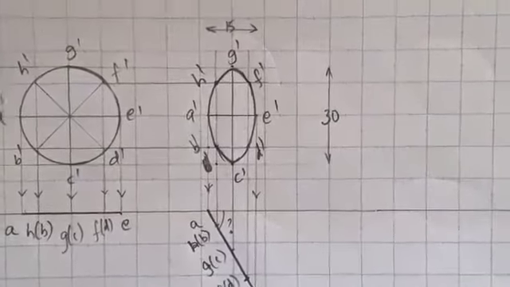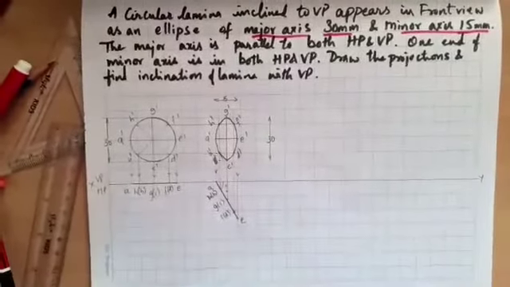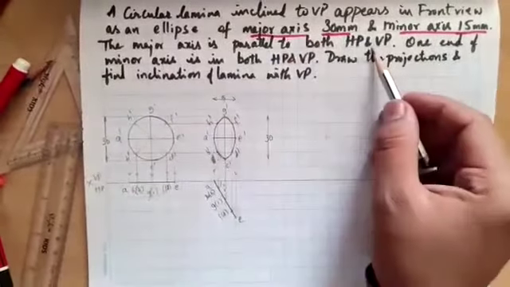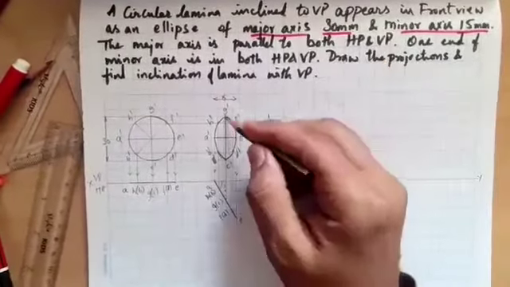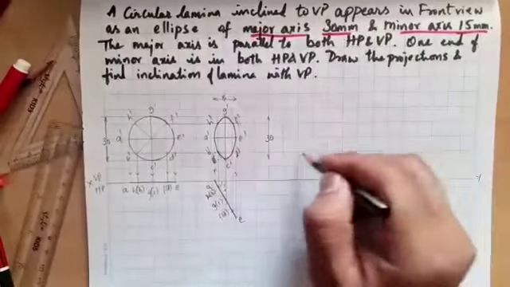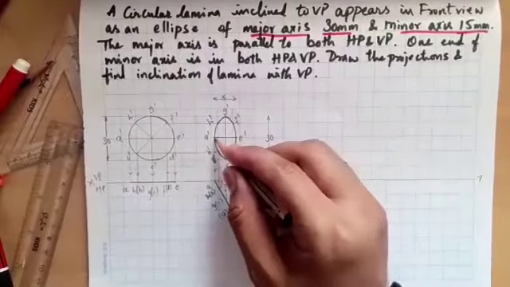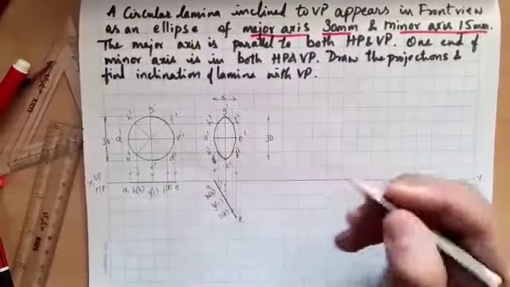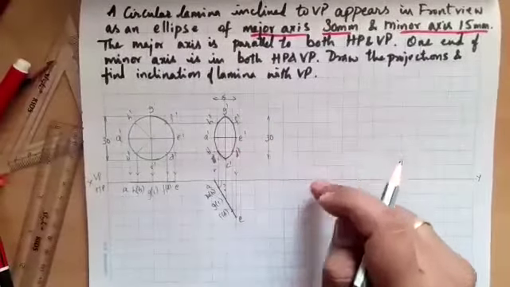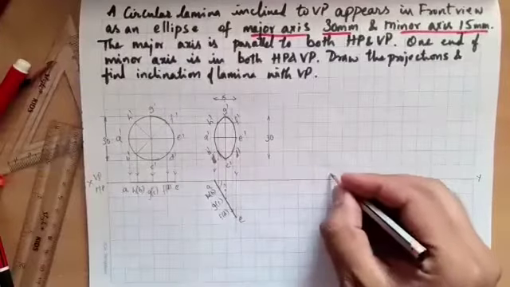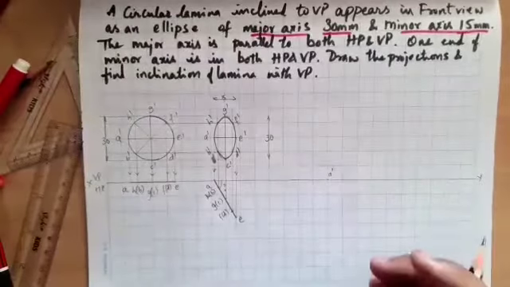Next, according to the problem, see, the major axis is parallel to both HP and VP. That is, the line is parallel to both HP and VP. That is, GC should be parallel to both HP and VP. One end of the minor axis will be on both HP and VP. One end A, I have kept it as it is. So we can reconstruct this front view here in such a way that A dash will be on the XY line. A dash will be on the XY line.